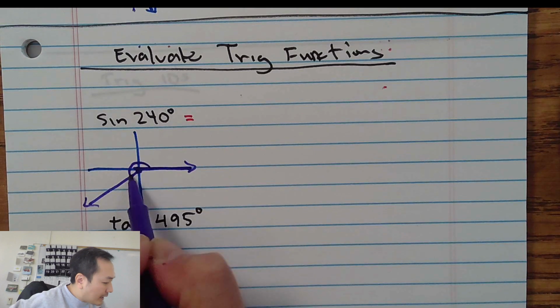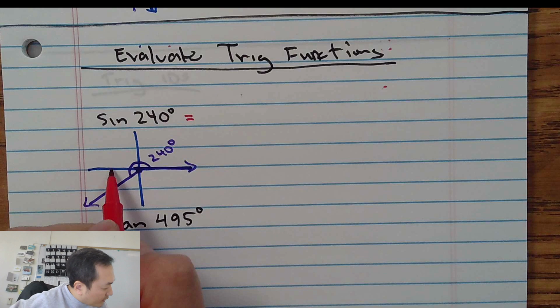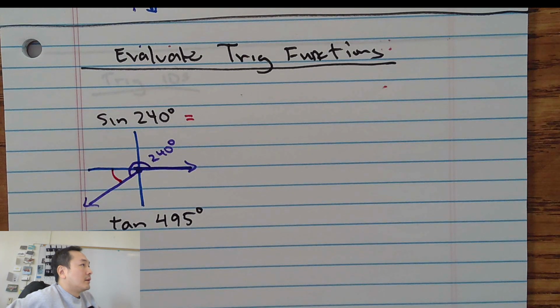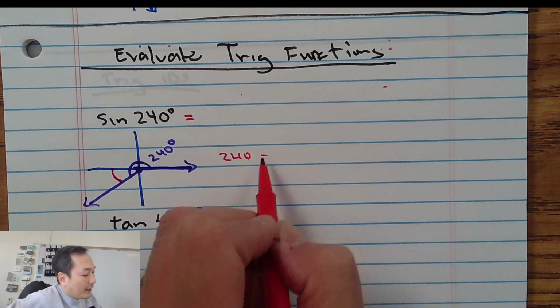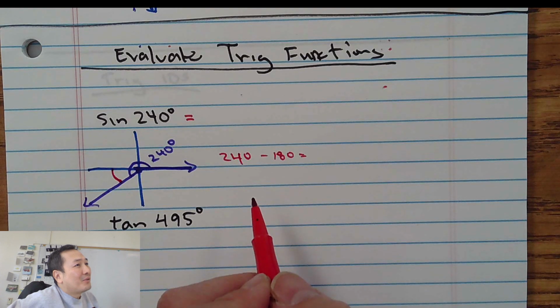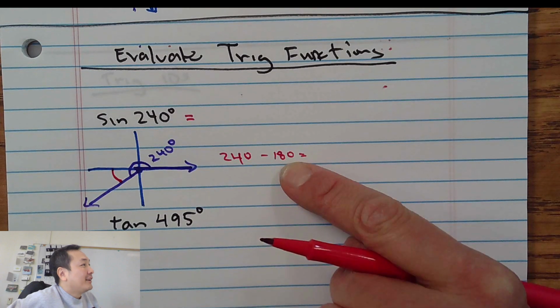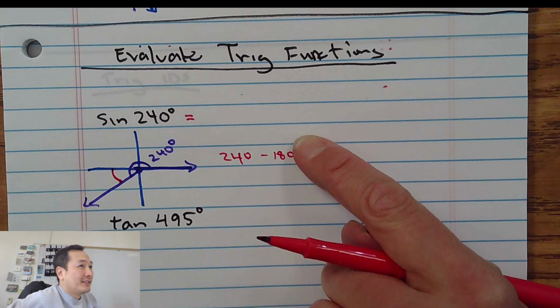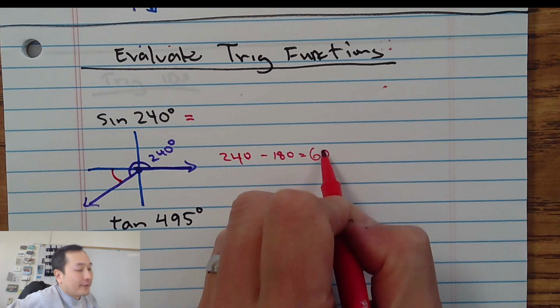So this guy is 240. So this angle here is 240 minus 180, which is a number. Don't use your calculator. 180, you need 20 to make 200. You have 40 more. 20 plus 40 is 60. Right?